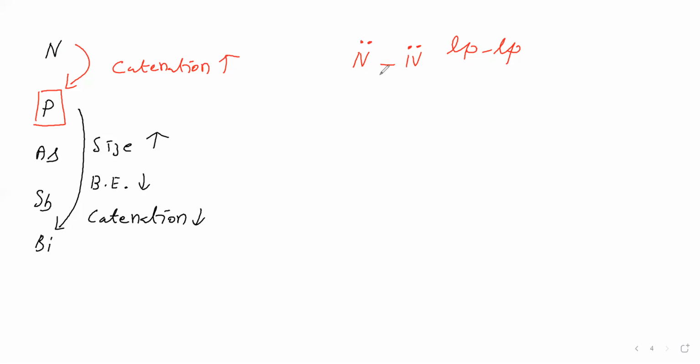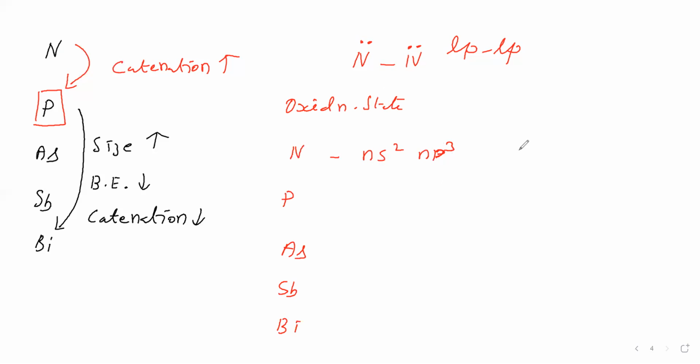Next we'll see oxidation states. We'll see the oxidation states of these elements. Now we are going for oxidation states. We take the nitrogen family: nitrogen, phosphorus, arsenic, antimony, bismuth. Its valence shell electronic configuration is ns2 np3. The valence shell has 5 electrons, so it needs 3 electrons to get an octet.